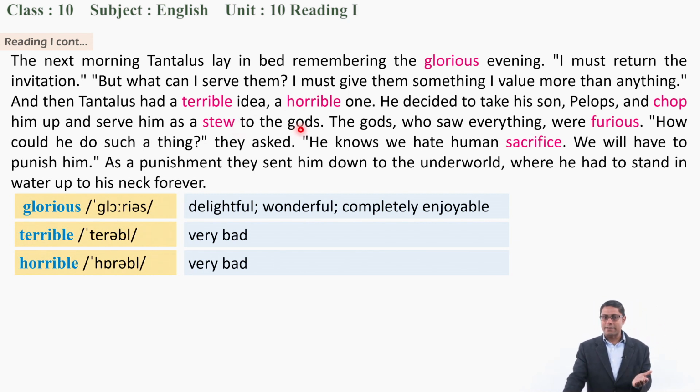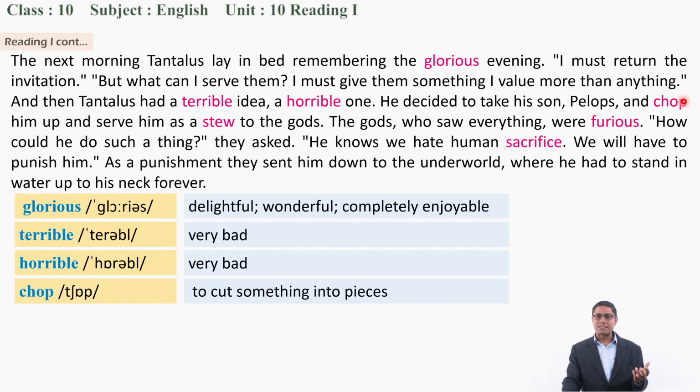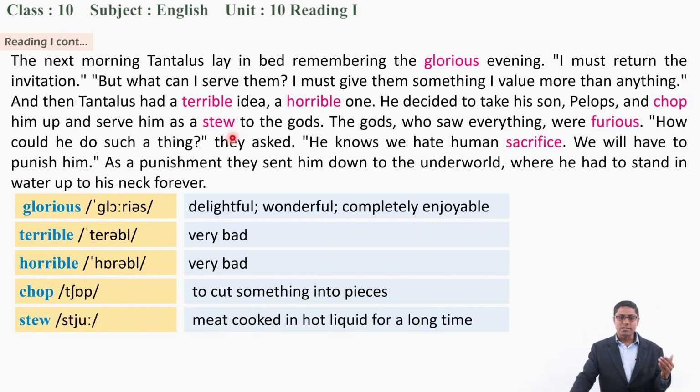Why is the idea very bad? Because he decided to take his son Pelops, you see, Pelops is the name of Tantalus' son, and chop him up and serve him as a stew to the gods. See, he decided to do that. He decided to chop his son. Do you know the meaning of the word chop? Chop means cut into pieces. So he decided to cut his son and cook a stew to give to the god. Stew means, do you know? Okay, stew means meat cooked in hot liquid for a long time. See, he is going to offer the meat of his own son.